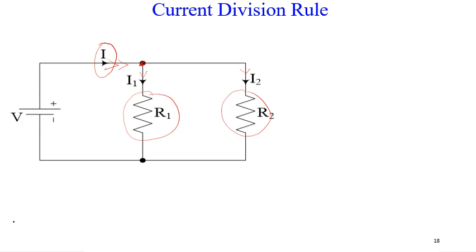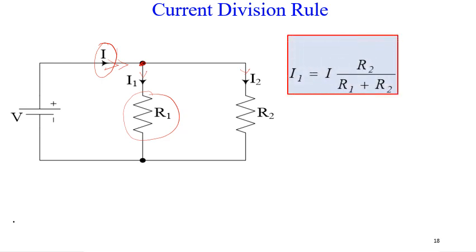The current division rule states that to find the current I1, since you are looking for I1, you simply take the resistor opposite to I1. Which resistor is opposite to I1? It is R2. You take it as your numerator and divide it by the sum of all the resistors, R1 plus R2, then multiply it by the total current. That is what it simply means.